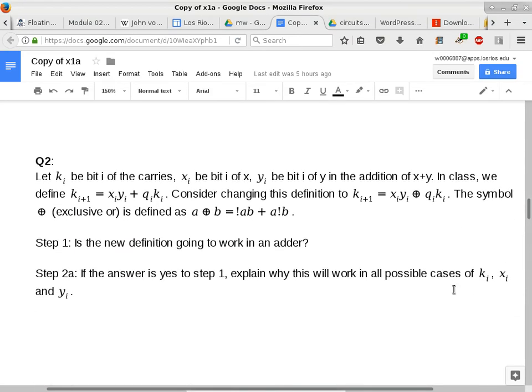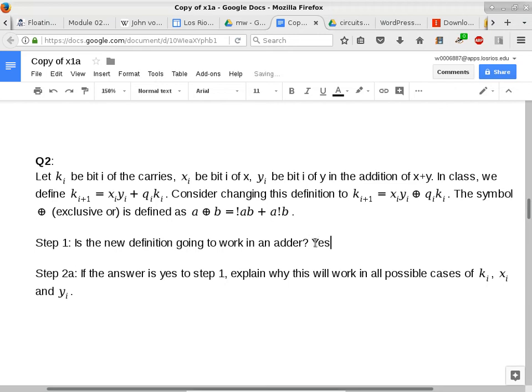Number 2 asks, let k_i be the bit i of the carries, which is consistent with the note. x_i be the bit i of x, y_i be bit i of y in the addition of x plus y. In class, we define k_{i+1} to be the OR expression, because there are 2 chances to have a carry to bit i+1. Consider changing the definition to exclusive OR, and I even define what exclusive OR is in the other way. So the question is, is the new definition going to work in an adder? And the answer is yes.